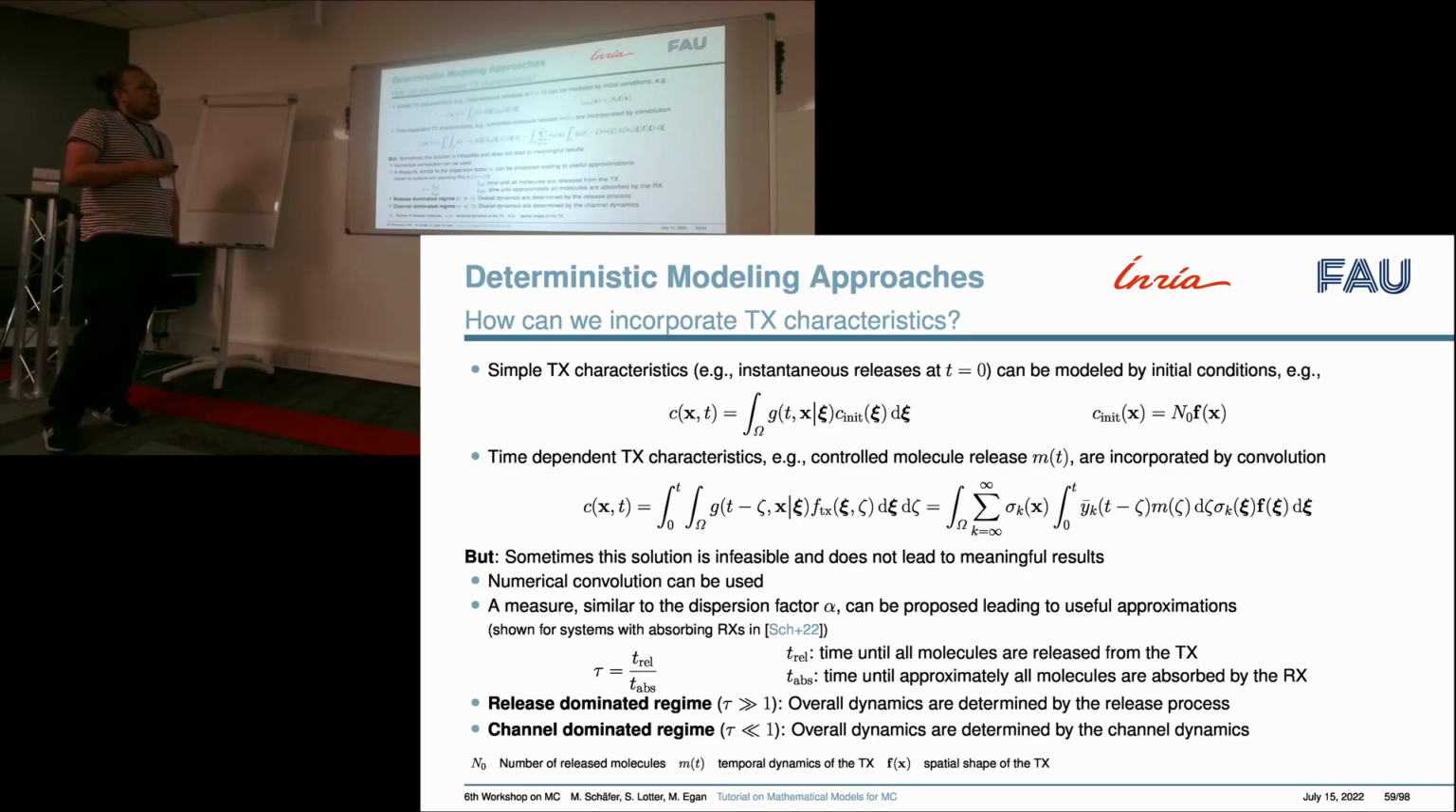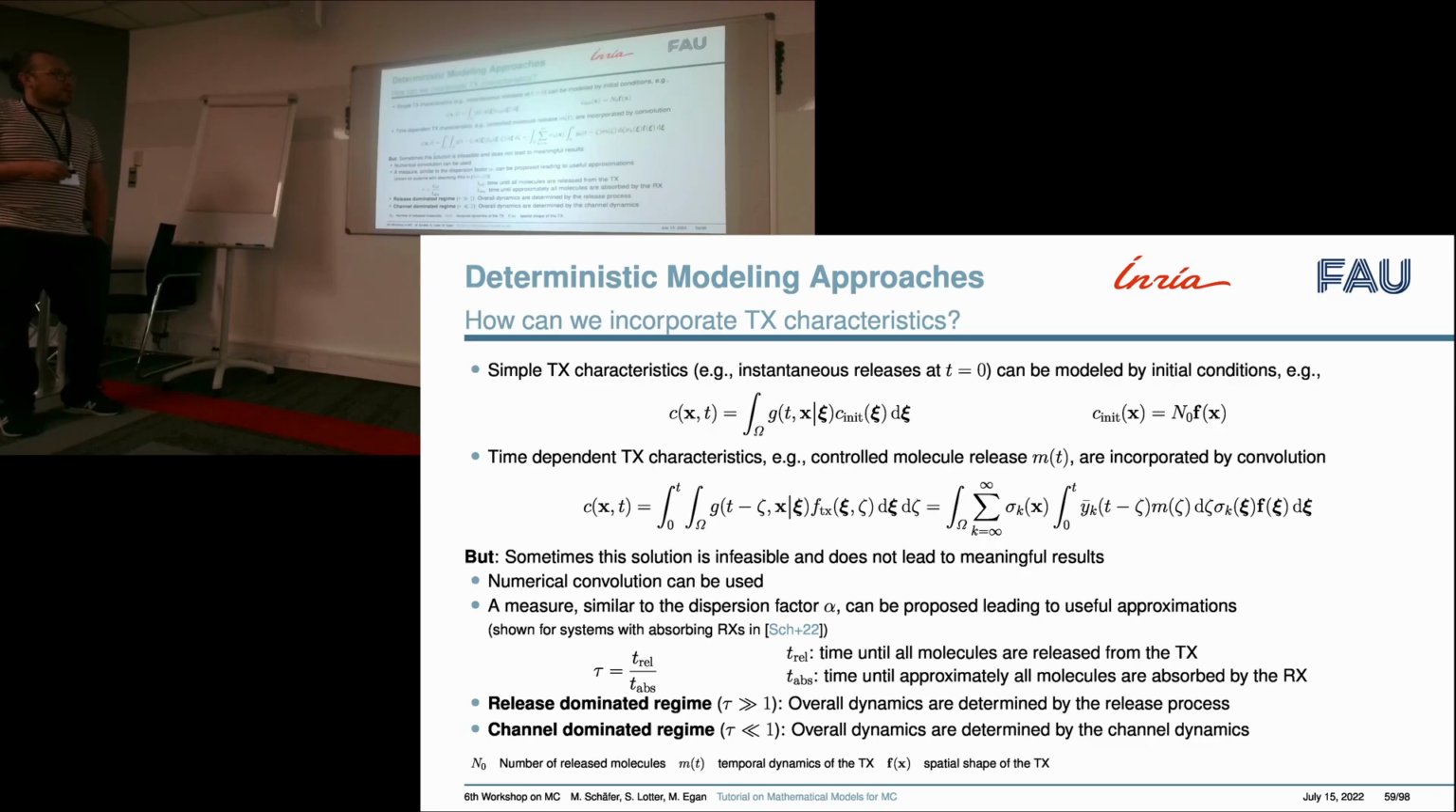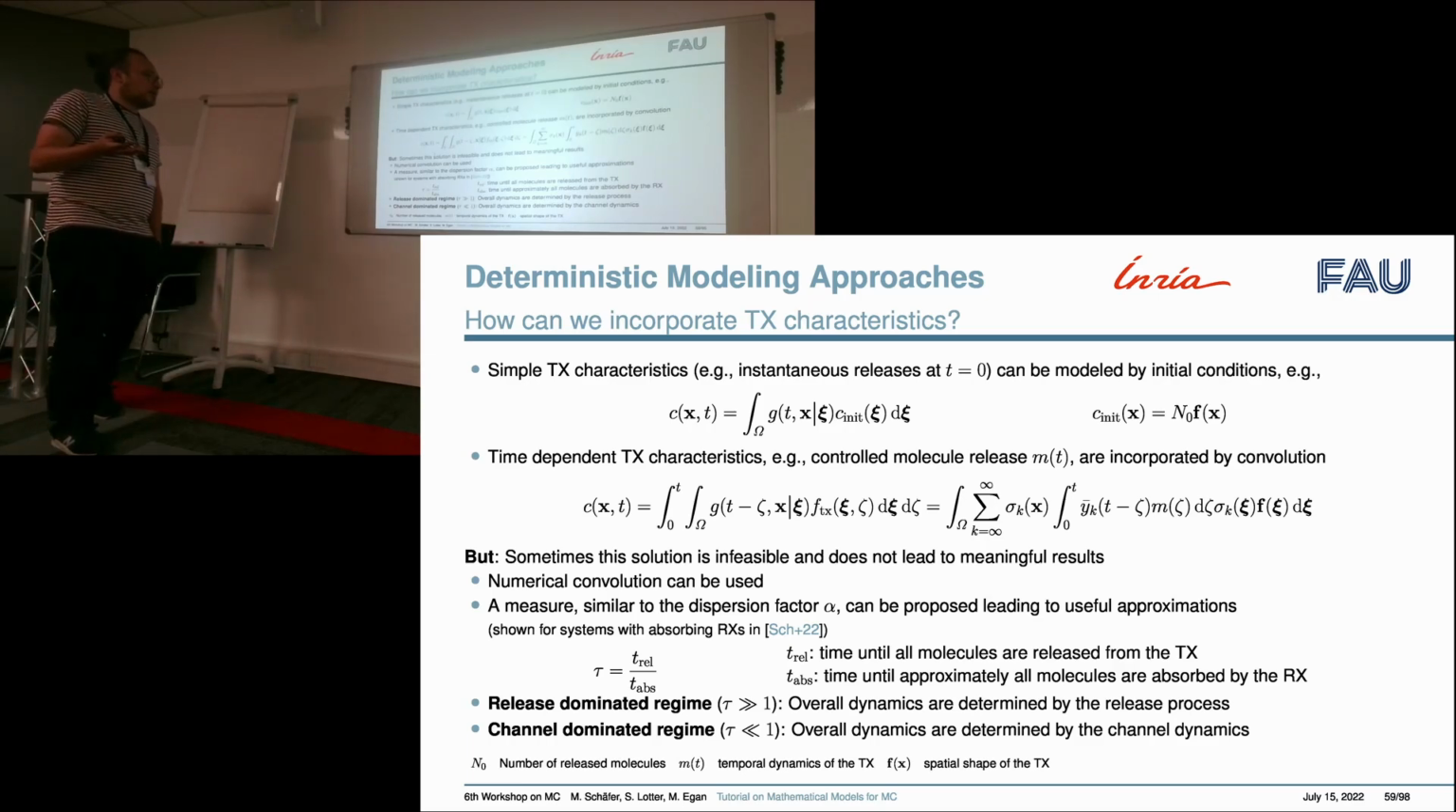If we have an instantaneous release at t is 0, it's easy because we have just this spatial integration with the Green's function. When the transmitter characteristics are more complicated, so time dependent, for example, we have to do both integrals, so one over space and one over time. And this might be unfeasible sometimes.